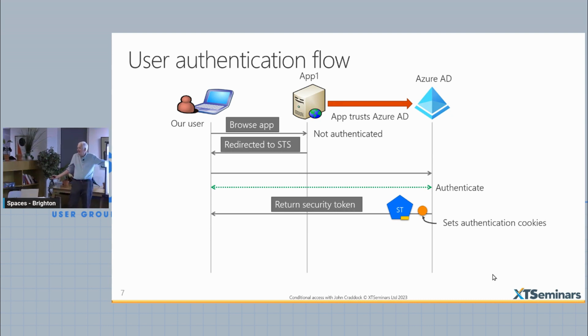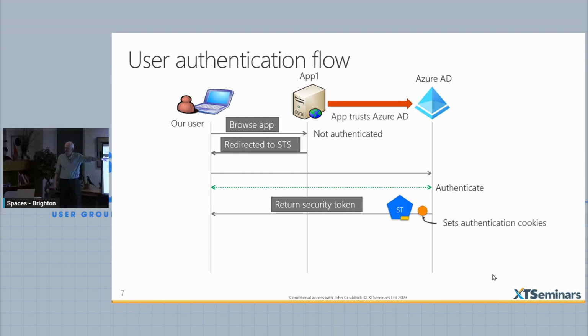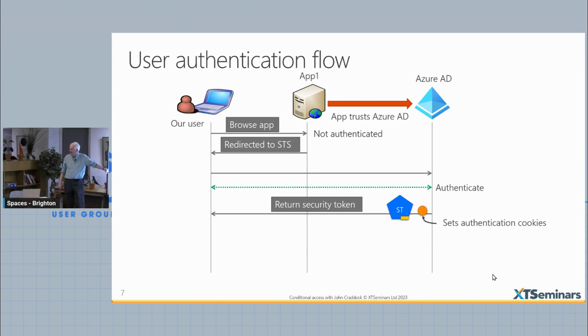Right? I deliberately haven't said what sort of security token, because whether you're using SAML protocol, WS-Federation, or OpenID Connect, it's all very similar in terms of this flow. So we get back a security token. The security token is going to prove that the user is authenticated to the app. At that point in time, we also get back a cookie. That cookie proves the user is authenticated to Azure AD.